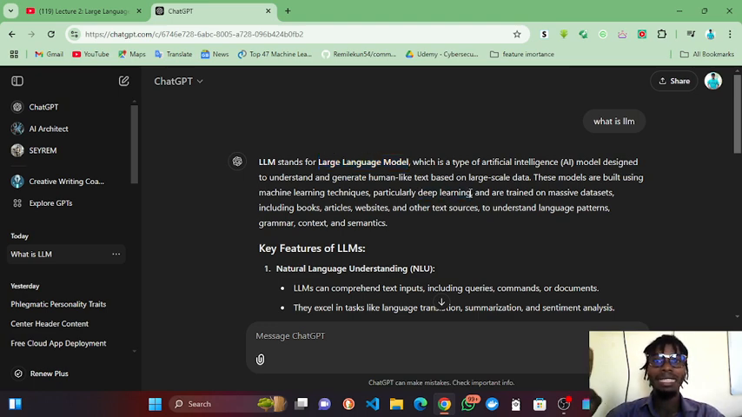I told you that AI is divided into three parts: machine learning, deep learning, in which we have large language models, and then we also have reinforcement learning. They are also trained on massive datasets, which can include books, articles, websites and other text sources, to understand language patterns, grammar, context, and semantics.